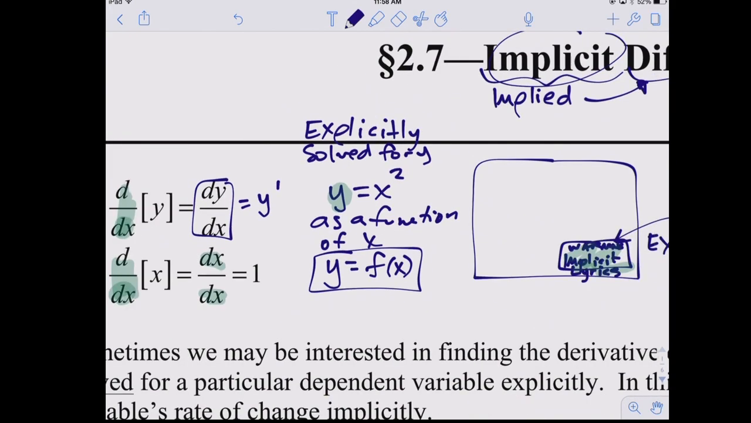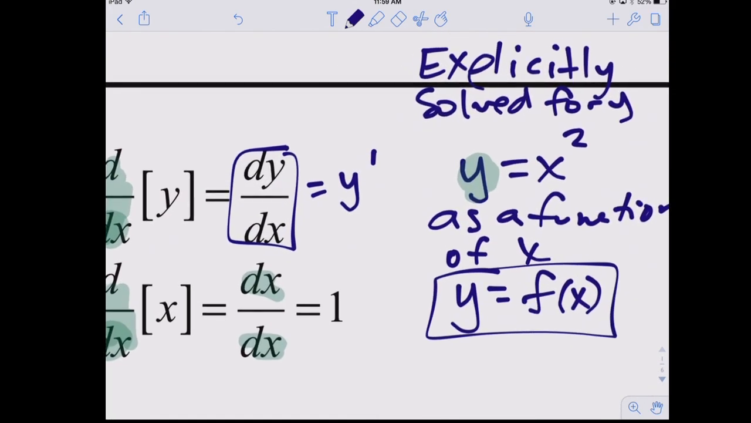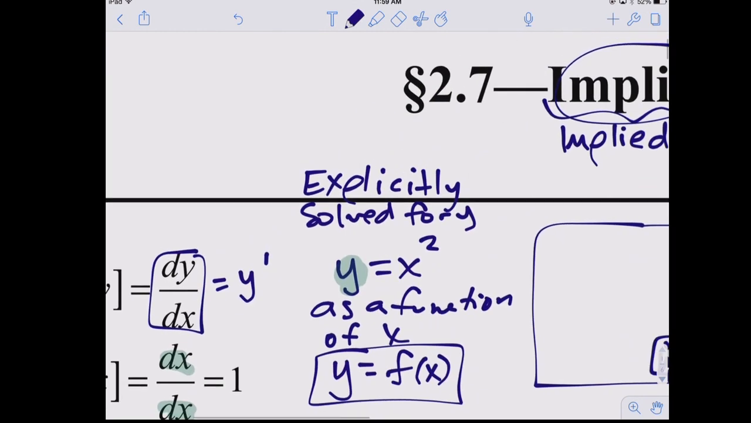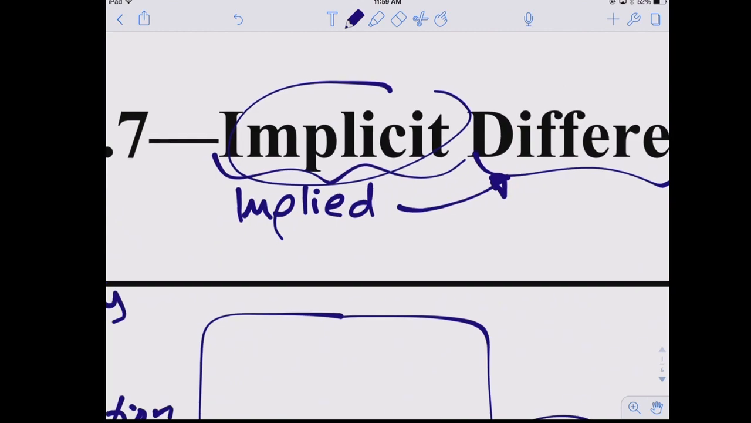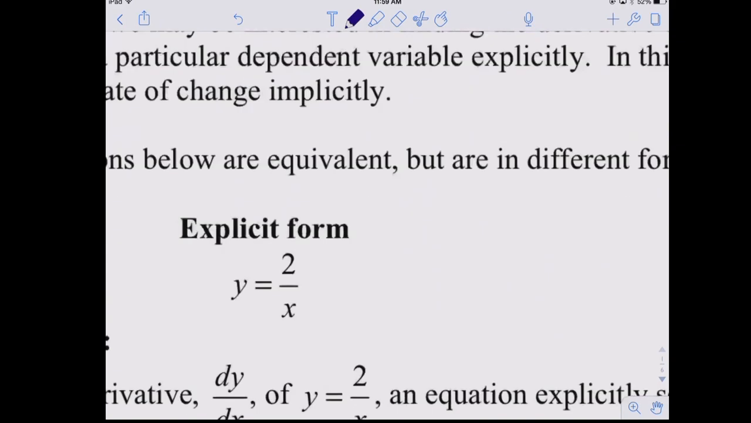But there are times where you're not going to be able to solve the equation for y as a function of x. And what this section gives us is a method for still finding the slope of the tangent line for the graphs of those equations that we can't solve explicitly for y as a function of x. Now let's see what that's going to look like.